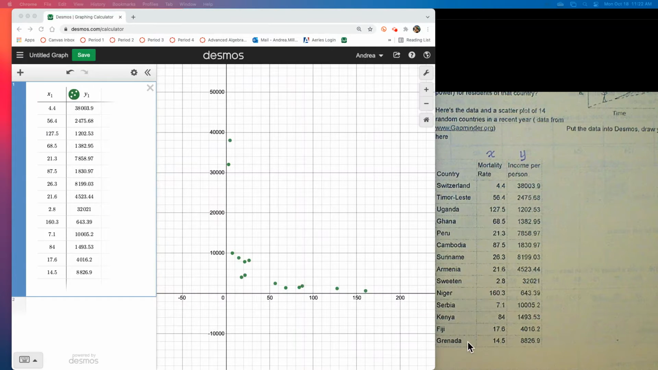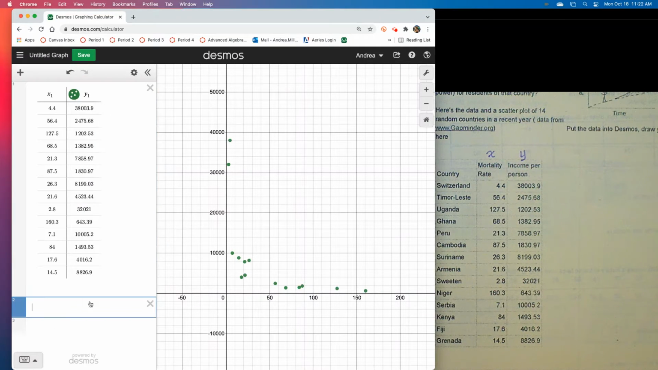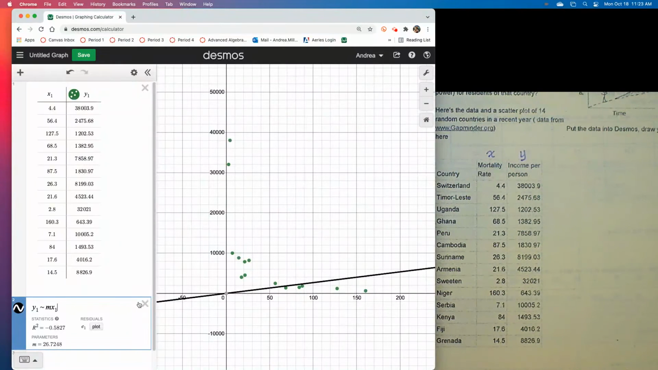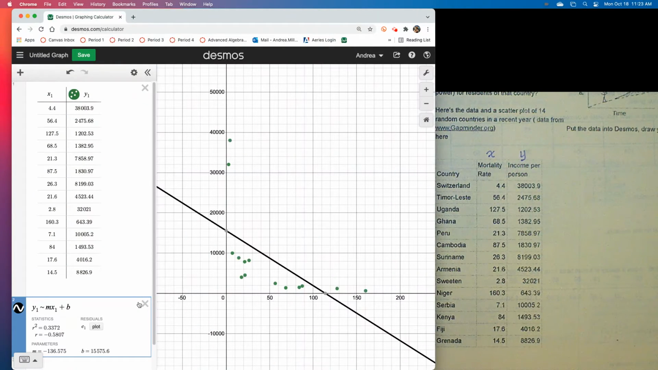Okay, now what I'd like for you guys to do next is do your line of best fit using the linear model. So we're going to do y1 tilde mx1 plus b. Okay. Now, when we look at the line of best fit, I'm going to put a line in there. You've got two dots up here that are really high, and then you've got most of your data down here. Does this line look like a very good representation of the data?